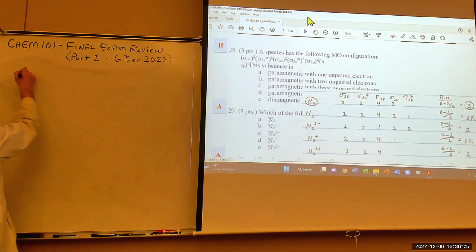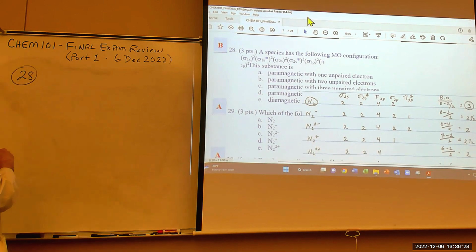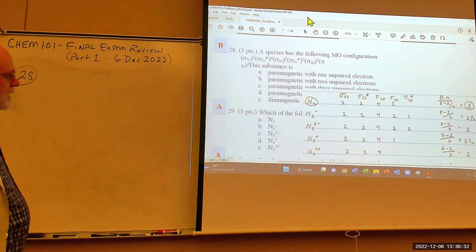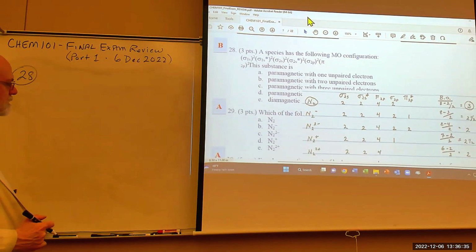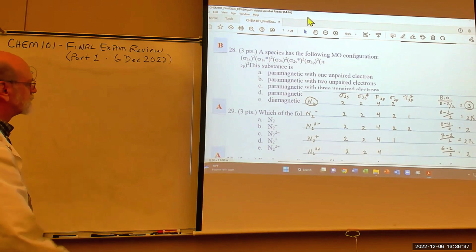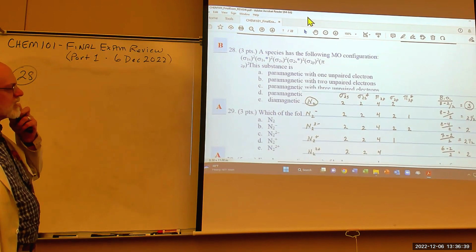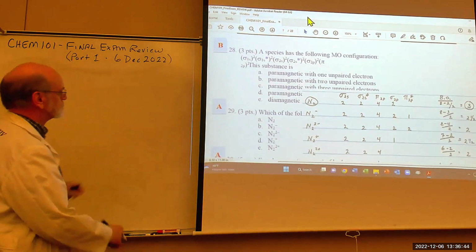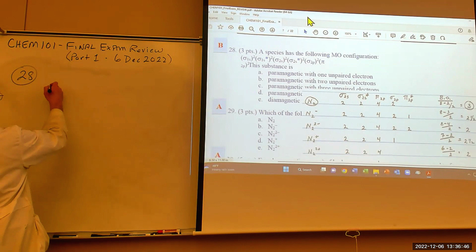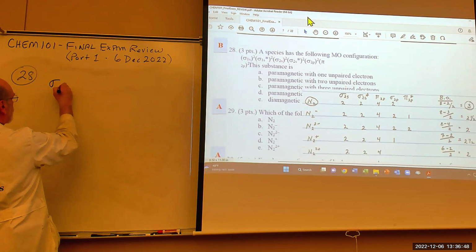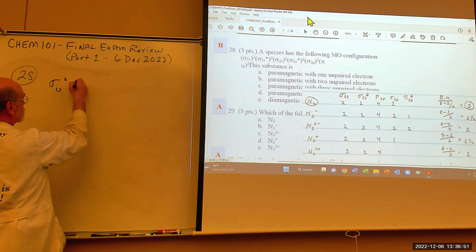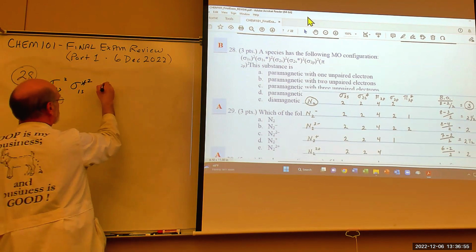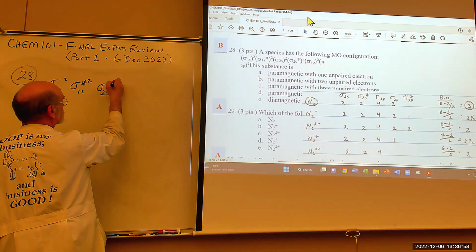28. Okay. My answer is covering up a little bit of one of them. Let's see if we can figure this one out. 28. A species has the following molecular orbital, MO, configuration. So let's say we have a sigma 1s with 2. We have a sigma star 1s with 2. We have a sigma 2s with 2.